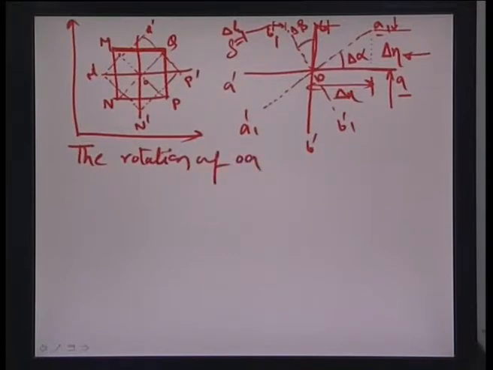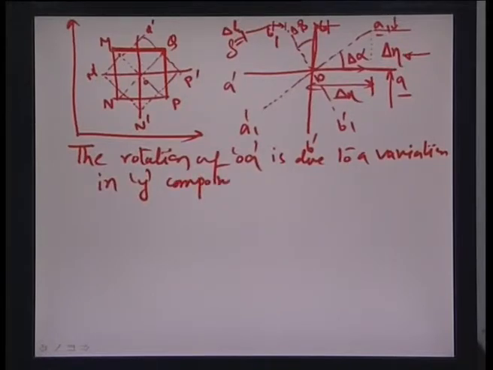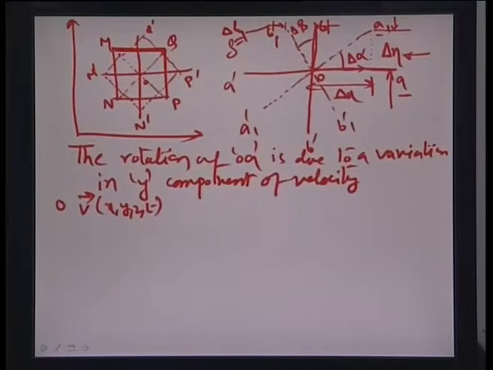Okay. So, one important point to be considered here is that the rotation of vector OA, okay, this particular line OA is due to a variation in the y component of velocity. So, let us suppose this particular point O is defined by a velocity vector V(x, y, z, t), where the velocity in the x direction is given by u, okay, in the y direction is given by v, and that in the z direction is given by w.